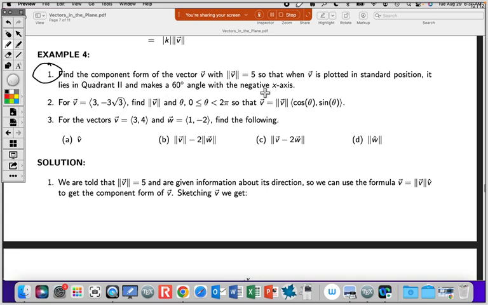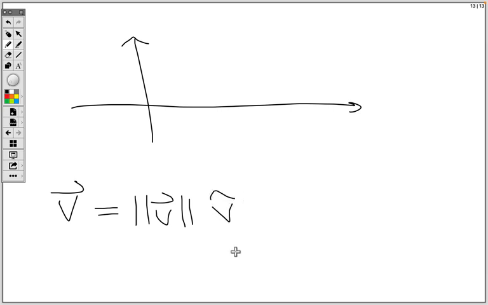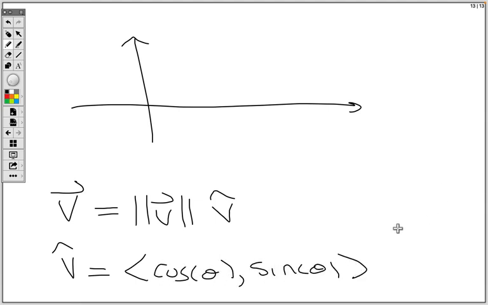Find the component form of a vector v where the magnitude of v is 5, so that when v is plotted in standard position, it lies in quadrant 2 and makes a 60-degree angle with the negative x-axis. So basically, once again, all you need to recover a vector is its magnitude and its direction. The thing you want to be careful about is the direction vector. It's cosine theta, sine theta, but the theta is always measured from the positive x-axis.